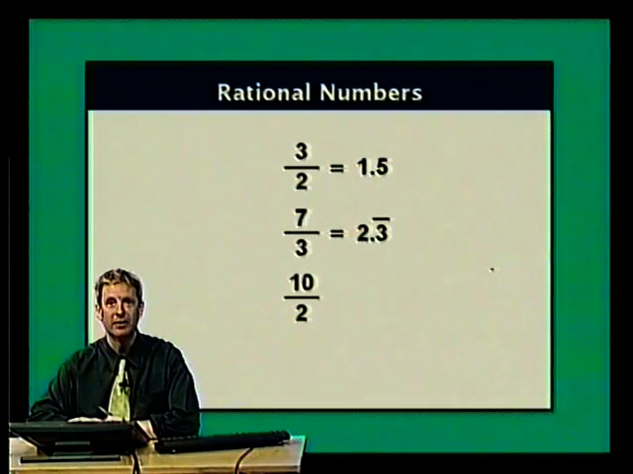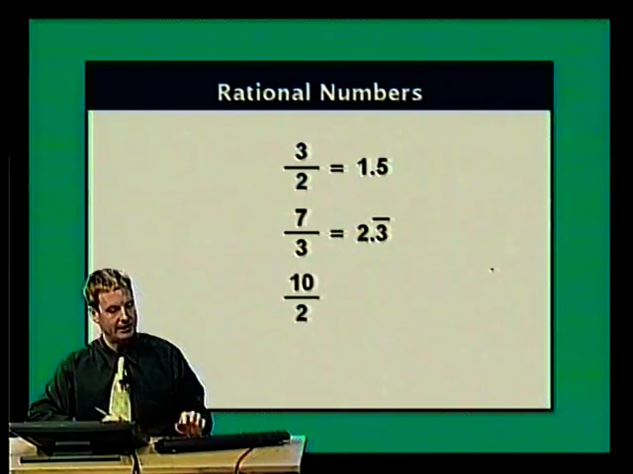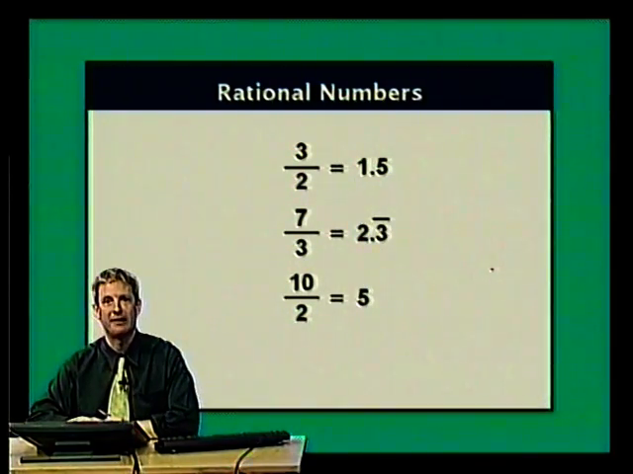10 over 2, that's a rational number. There's the integer 10 in the numerator and the integer 2 in the denominator, and 10 over 2 simplifies to 5.